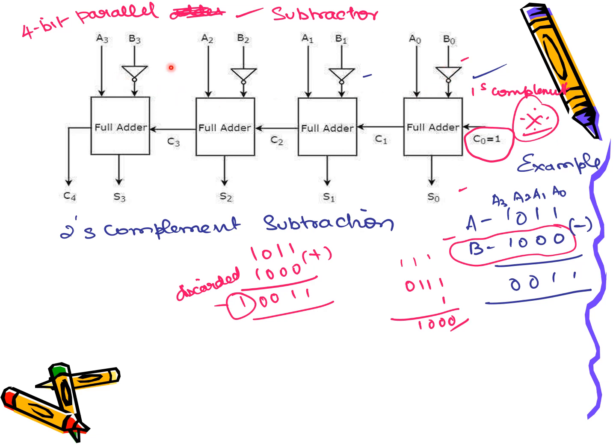So in this stage itself you will be completing your one's complement, and after processing your one's complement, it will be provided along with the A input signal to all the adders simultaneously. And already your C0 initial input will be C0 equal to 1. So one's complement plus 1 will be done. So altogether I could say that a two's complement will be done already.